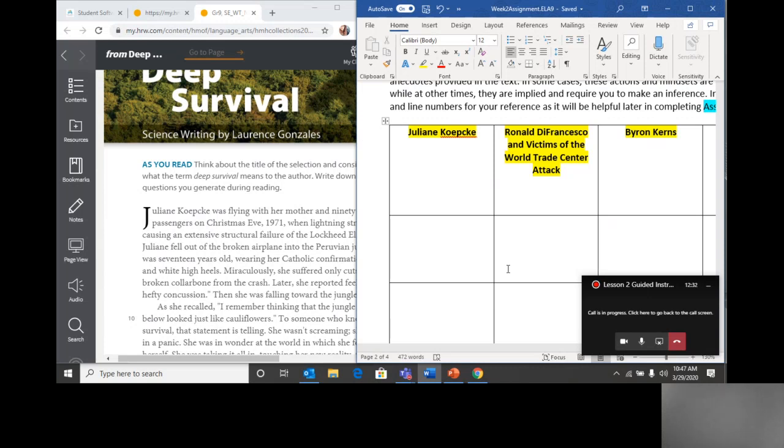One final note before reading, there will be times when Gonzalez shows us what one should not do in the fight for survival, and we want to acknowledge those details as well. Okay, are you ready to start? Let's jump in the text. I'll give you a moment to locate the text.